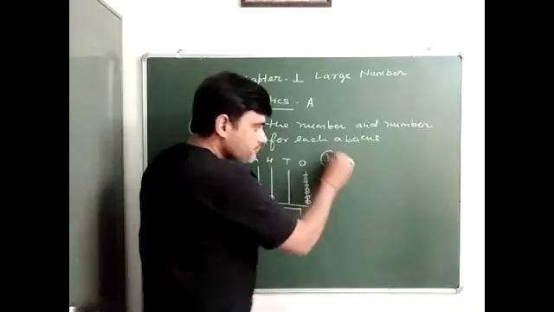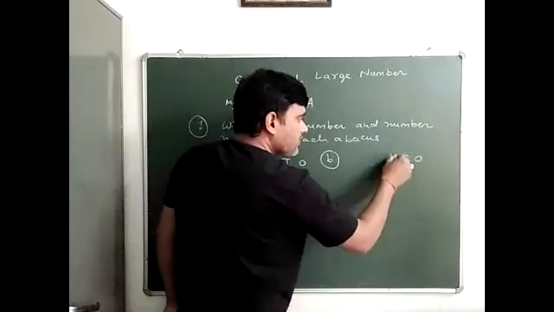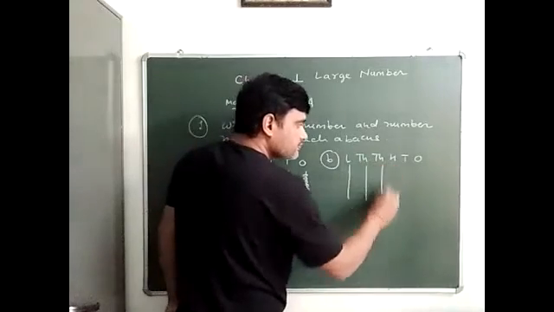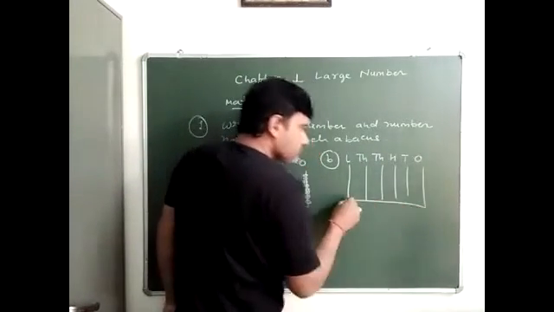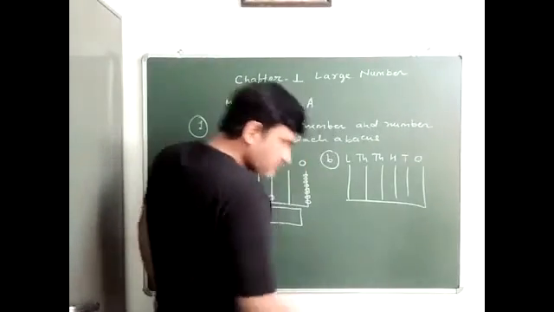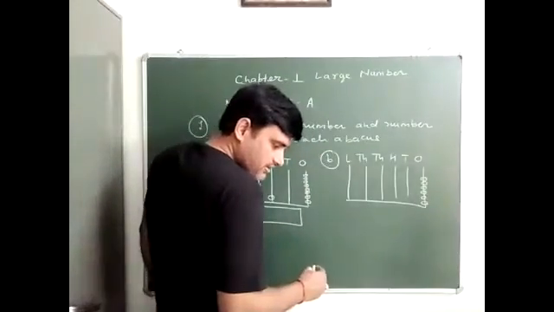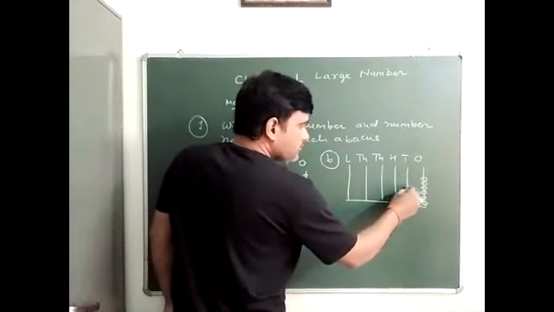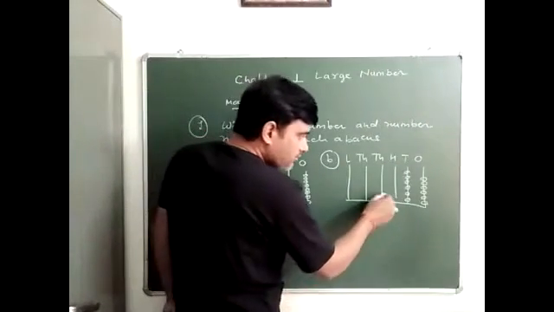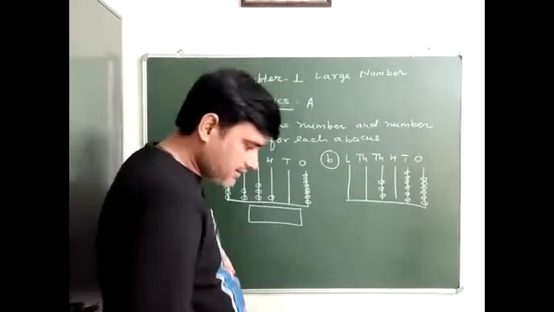And B. 1, 10, 100, 1000, 10,000, lakh. At one's position, 6 circles, 1, 2, 3, 4, 5, 6. Tens position also 6 circles, 1, 2, 3, 4, 5, 6. 1000 position 3 circles, 1, 2, 3. Okay. 10,000 also 3.